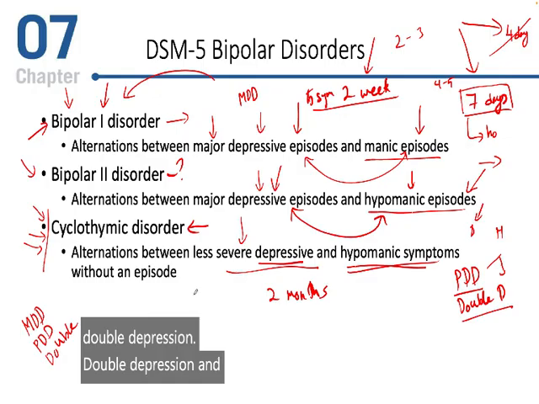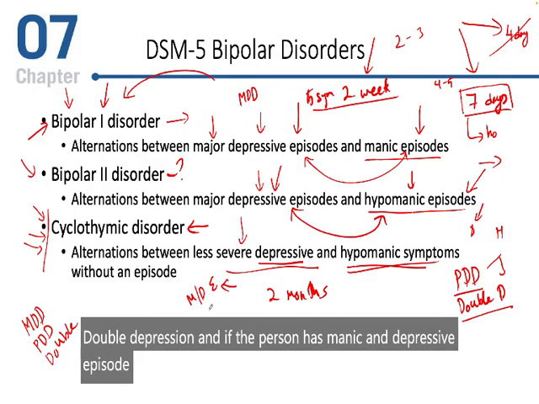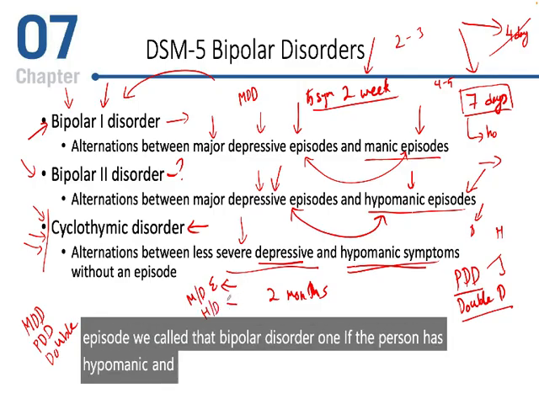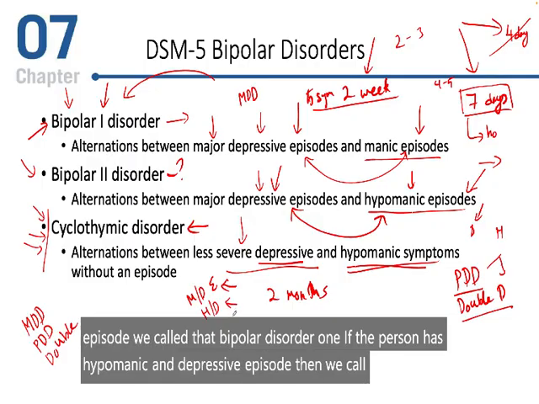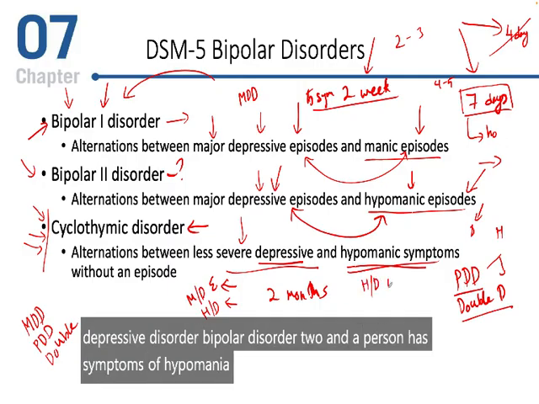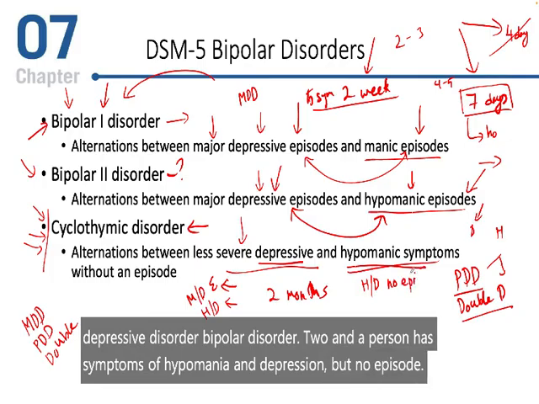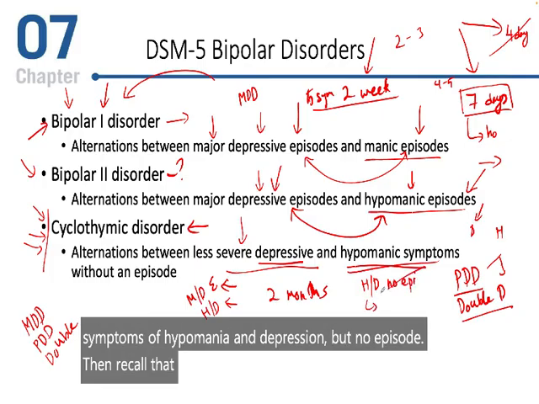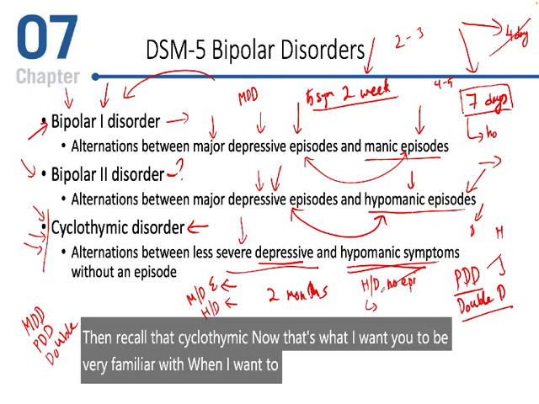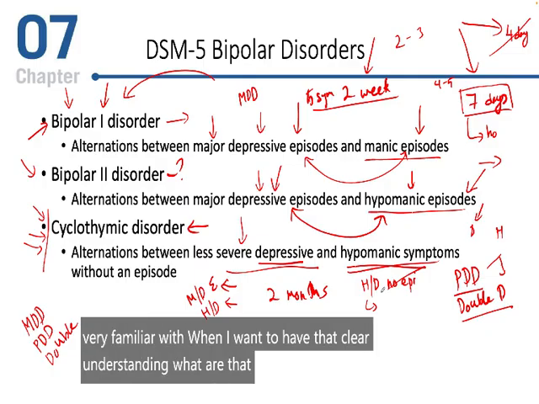And if the person has manic and depressive episodes, we call that bipolar disorder 1. If the person has hypomanic and depressive episodes, then we call it bipolar disorder 2. And if a person has symptoms of hypomania and depression but no episode, then we call that cyclothymic. Now that's what I want you to be very familiar with. I want you to have a clear understanding of the unique or prototypical symptoms of each disorder.